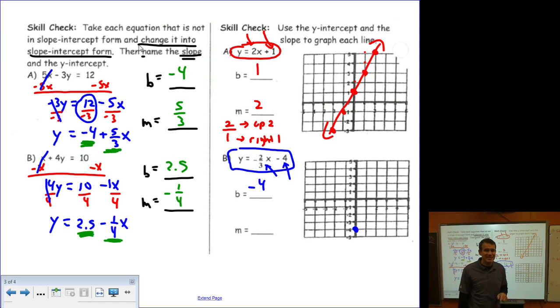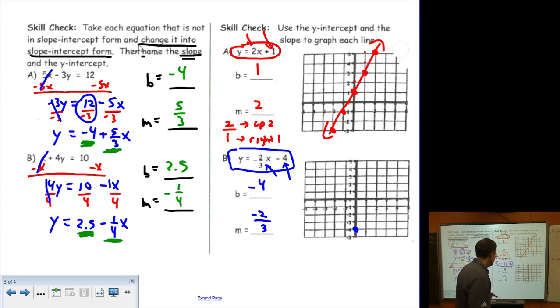Now when the slope is negative, I generally assign the negative to the top number. You could put it on the bottom number, but what you don't want to do is put it on both numbers. Either it goes with the top number or it goes with the bottom number. I always put it on top. And the bottom number is 3.